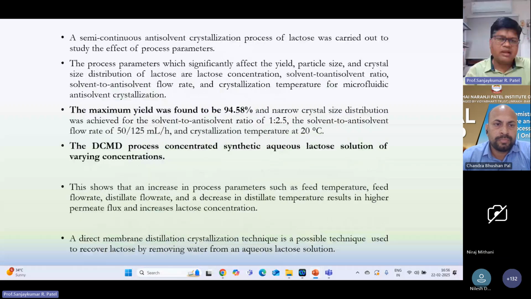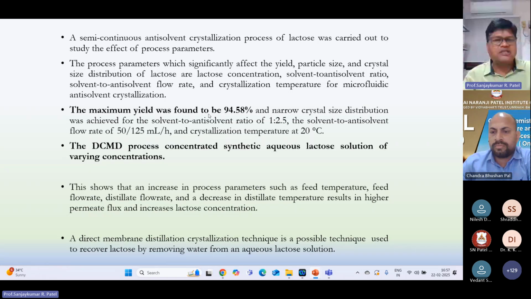We have seen that by changing the process also, we can change the recovery. When we use a microchannel for the crystallization of lactose, and the lactose is precipitated out through the microchannel, the yield was found to be 94.58%. So we were able to increase the yield from around 85 to 94%, but the particle size distribution in this process is a problem which needs to be explored.